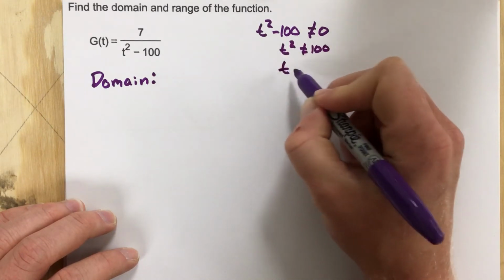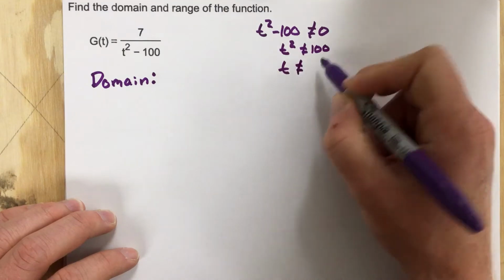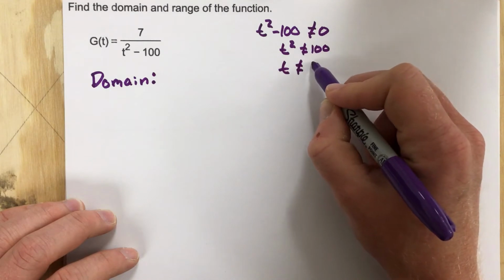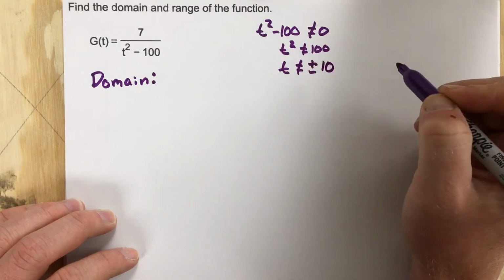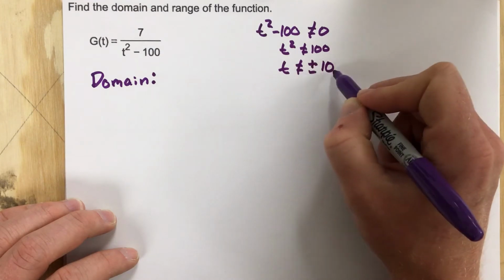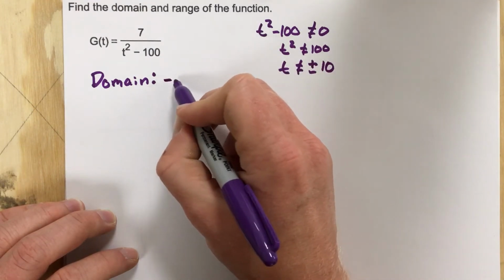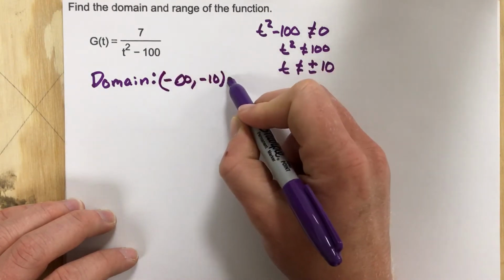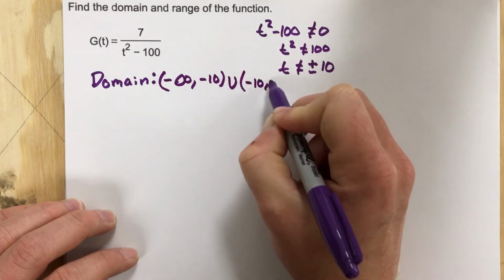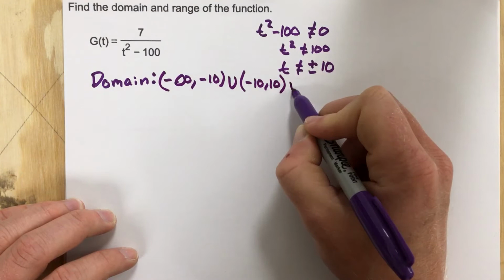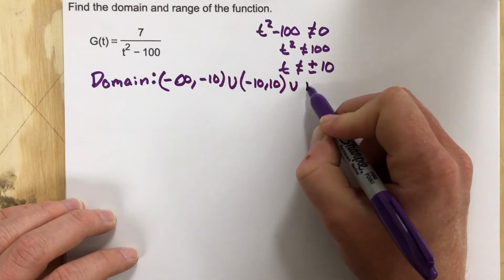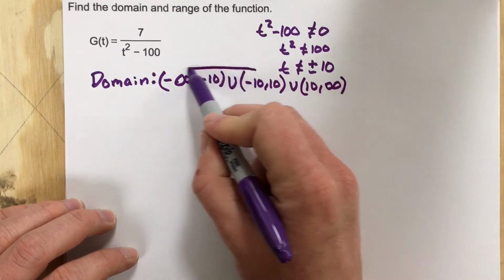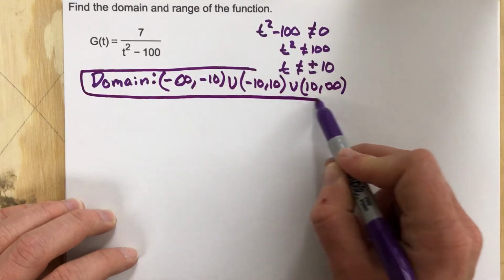Square root each side, and t cannot equal plus and minus 10. So t cannot equal positive 10 and t cannot equal negative 10. So the domain of this function is going to go from negative infinity up to negative 10, but not including it. Then it's going to go from negative 10 to 10, and then from 10 to infinity. And this is how you exclude just negative 10 and 10. So that's the domain of the function.